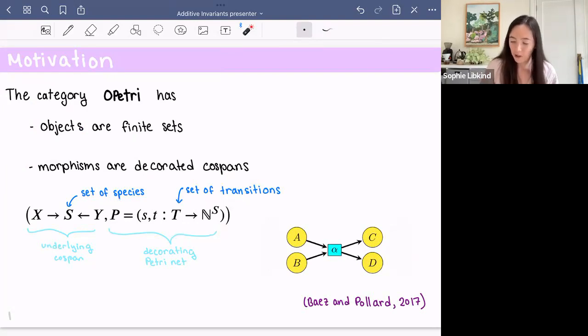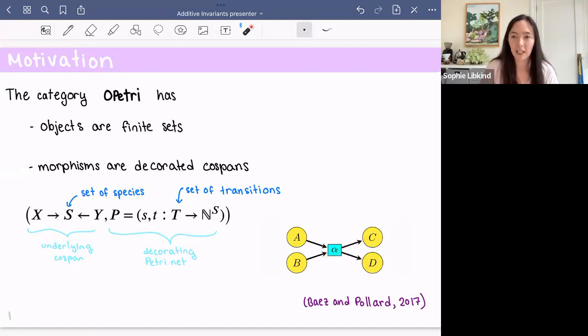So if you haven't seen Petri nets before, here's an example. It has a set of species. So here we have 4 species, A, B, C, and D. And that set of species is actually the apex of the underlying cospan. And it also has a set of transitions. Here we have a single transition alpha. And that transition has sort of a source multiset of species and a target multiset of species. So here alpha takes in an A and a B and produces a C and a D.